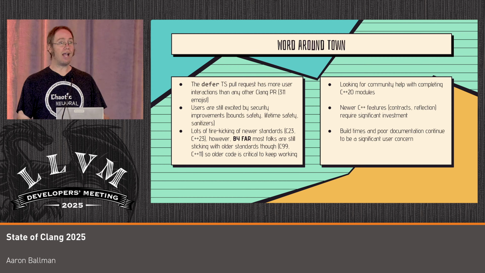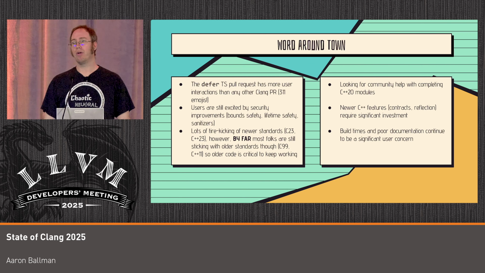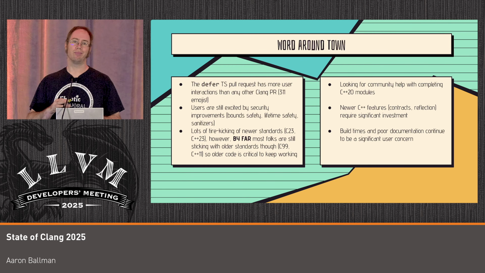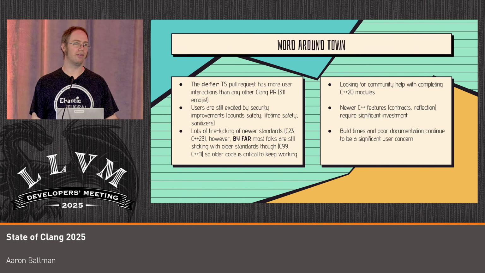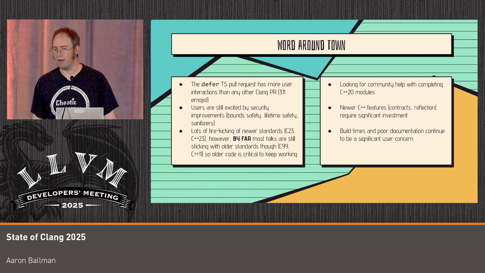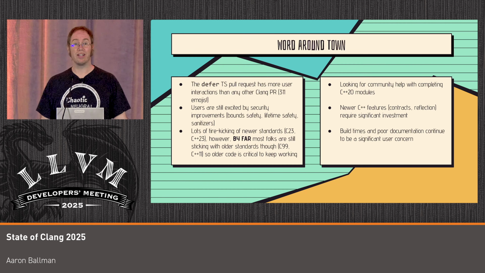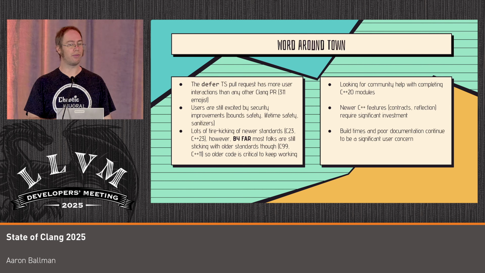So, what kind of things am I seeing people talking about online? This is gathered from places like Hacker News and hallway conversations and standards meetings and that sort of stuff. One thing that's really interesting is the defer TS has over 300 emojis on that pull request. I've never seen anything like this in the Clang community before. There's a lot of excitement around that feature, which is really interesting.